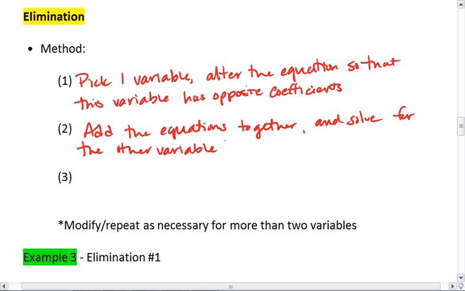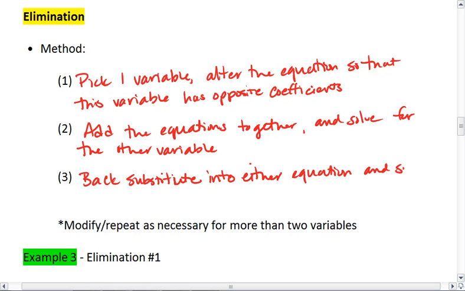The third step is to use back substitution. So we're going to back substitute into either equation and solve for the first variable. Again, as we move past just working with x's and y's into more variables such as x, y, and z, and so on, you might have to modify or repeat as necessary for these multiple variables. But let's look at an example.